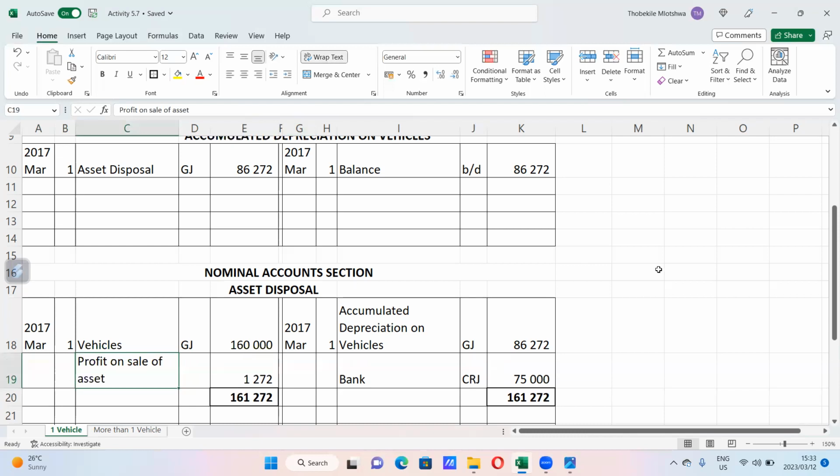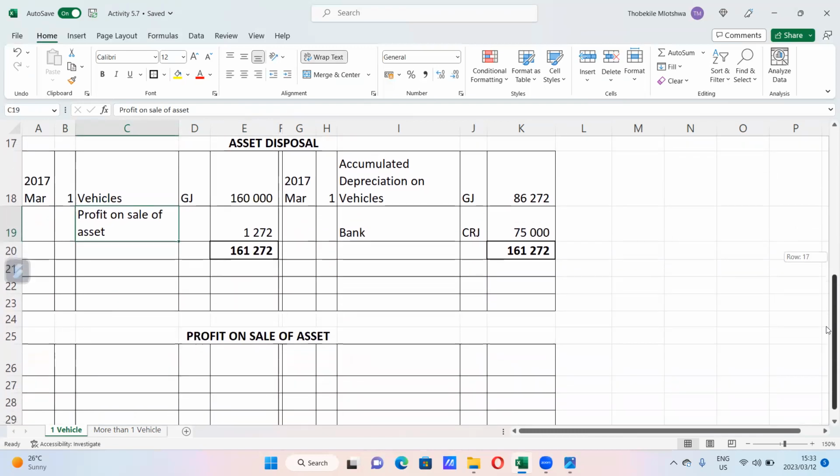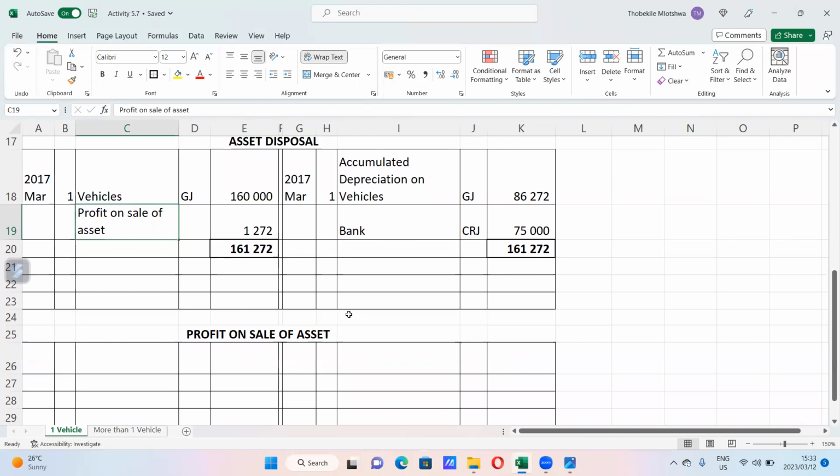If the smaller side was this side, it would have been a loss. But the fact that it's on the debit, it's a profit. So that's 1,272. We are going to take it to this profit on sale of fixed assets. Same day again, because it all happened on this day. There we go. And then we are going to say the contra account, which is asset disposal.